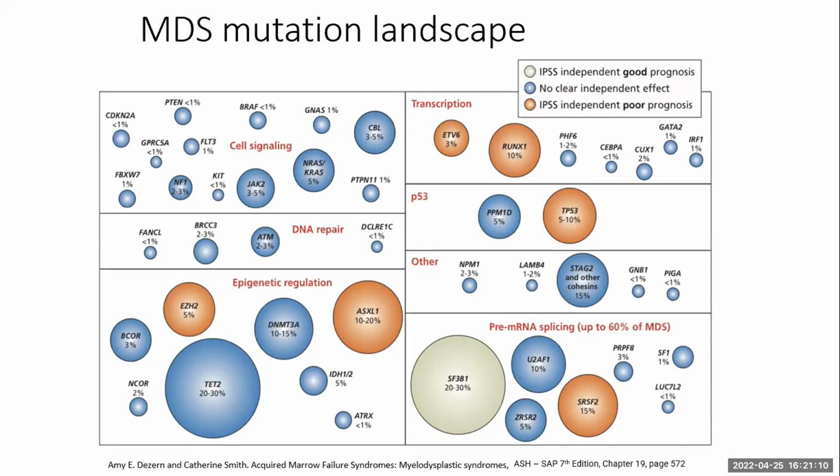So they include mutations like RUNX1, TP53 mutation, ASXL1, EZH2, and SRSF2. And then the majority of these mutations that you see in blue, their prognostic importance is not well defined, but obviously not good. And they include a lot of mutations that we commonly see in acute myeloid leukemia. And some of them include your FLT3 mutations, your TET2, DNMT3A, and the others.